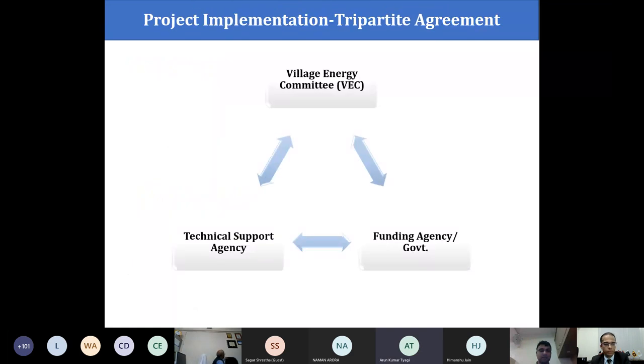Next. For legal involvement of the community, you have to sign an agreement or an MOU with the community so that they feel there is a legal binding between the community and the agency doing the work for them. In our case, we have signed a tripartite agreement between the village energy committees, the technical support agency, and the third one, the funding agency, which is the Uttarakhand government department. So the tripartite agreement has been signed between three parties. The role and responsibility of all three parties are in the next slide.